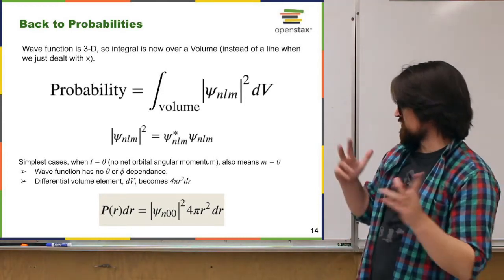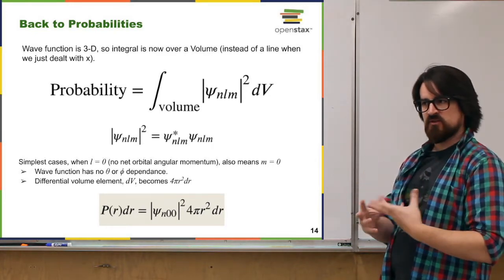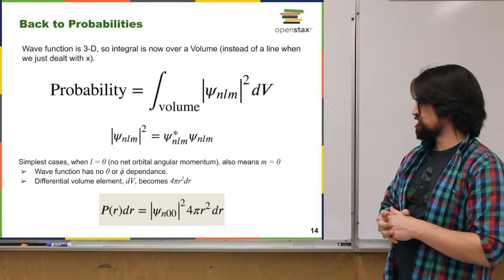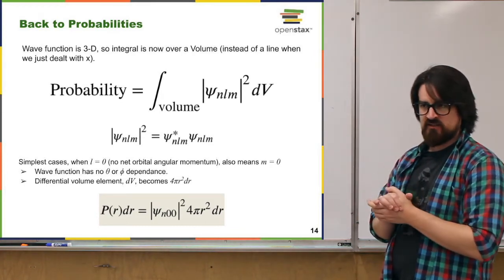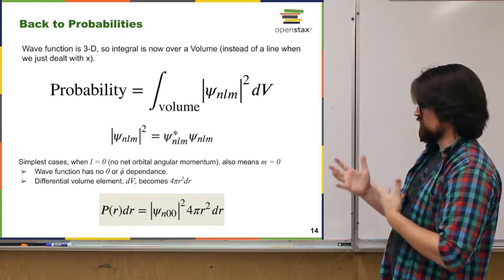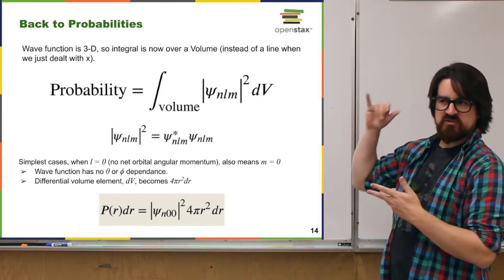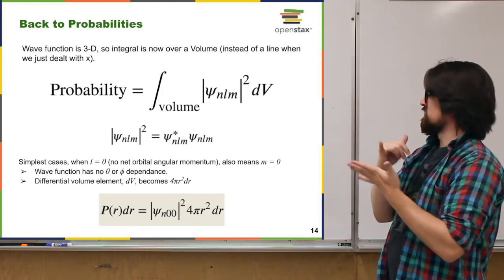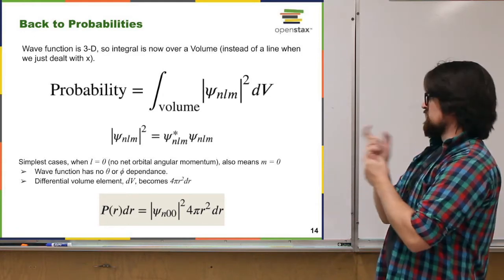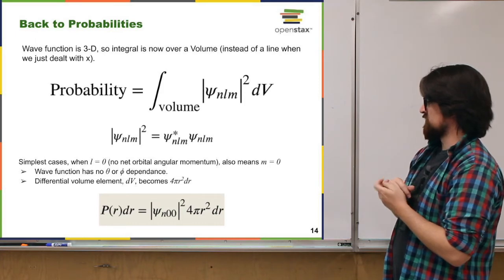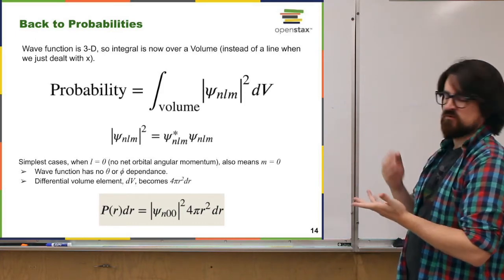If you think about the simplest states, where L and M are both 0, there's no overall angular momentum, then those wave functions end up having no theta or phi dependence, and this integral becomes simpler for the probability. The dV becomes, I think, r squared sine theta dr d phi d theta, for a spherical infinitesimal volume element. But if there's no theta or phi dependence, then the theta and phi components end up giving you 4 pi.